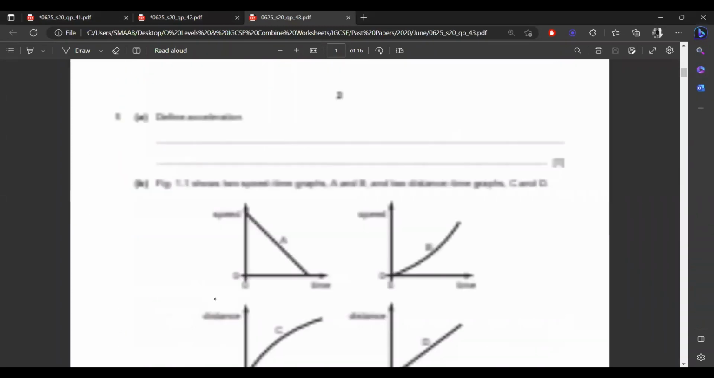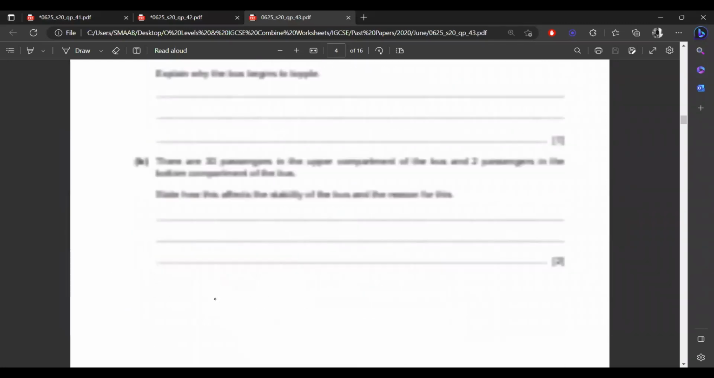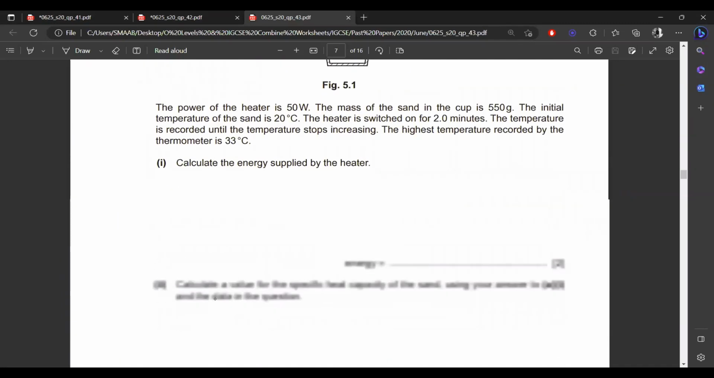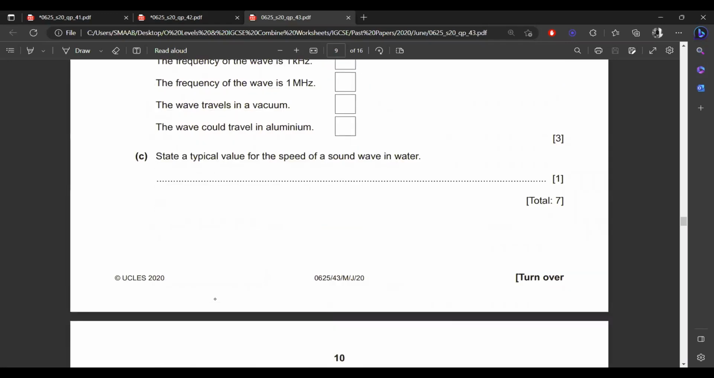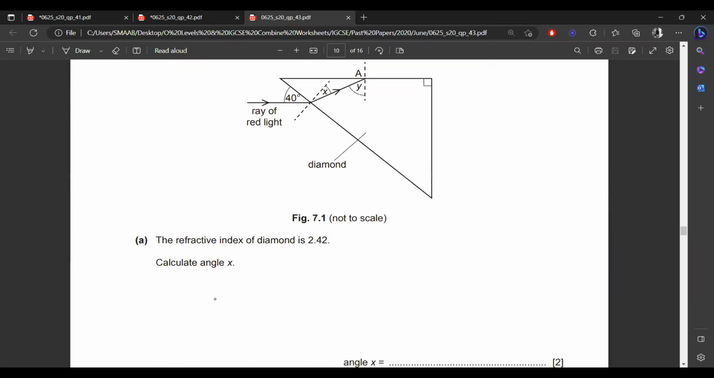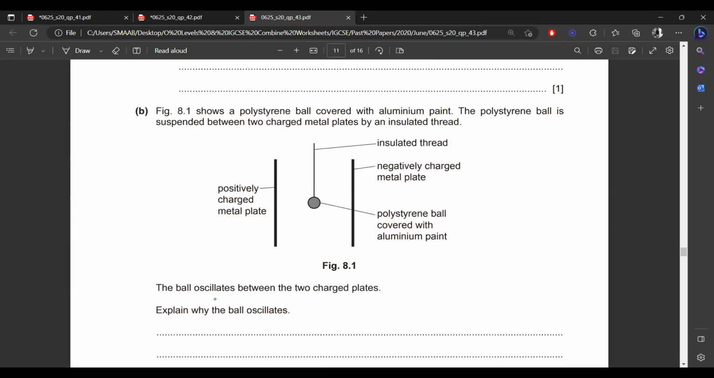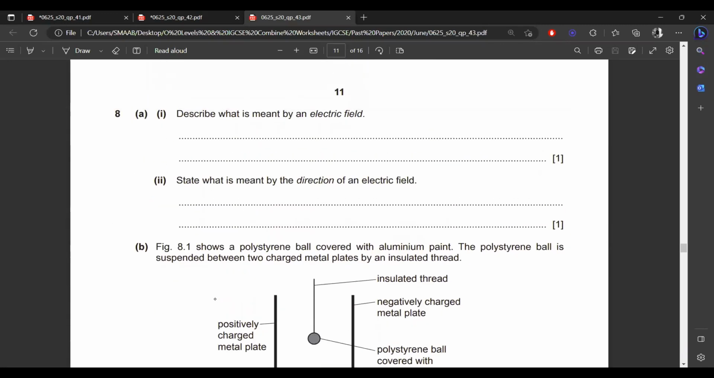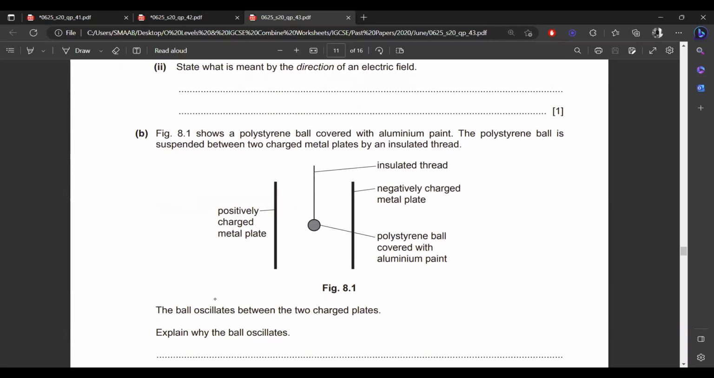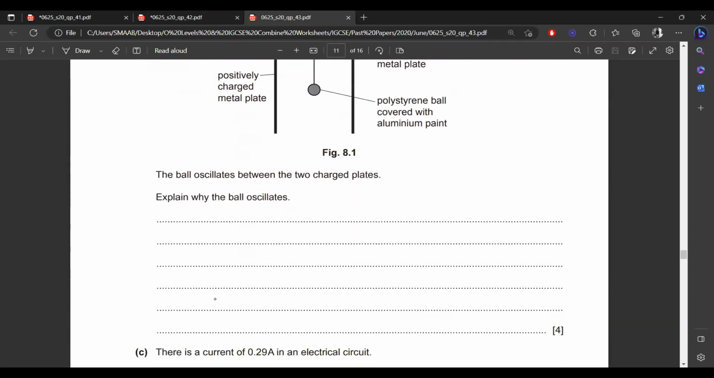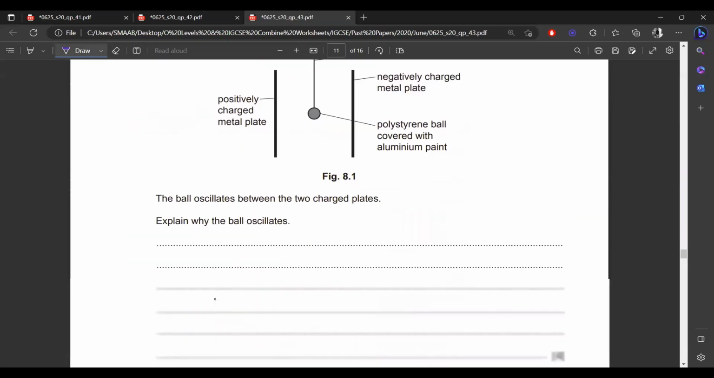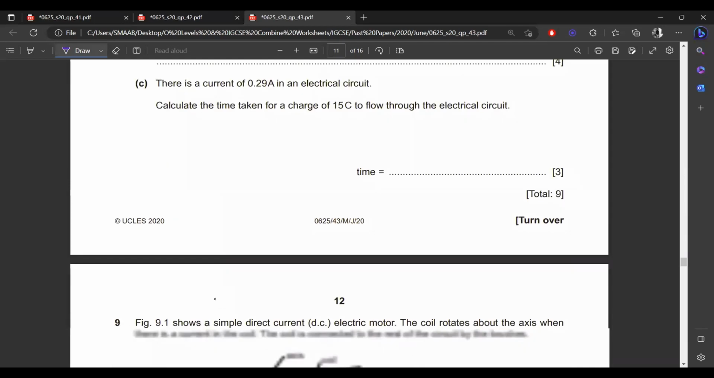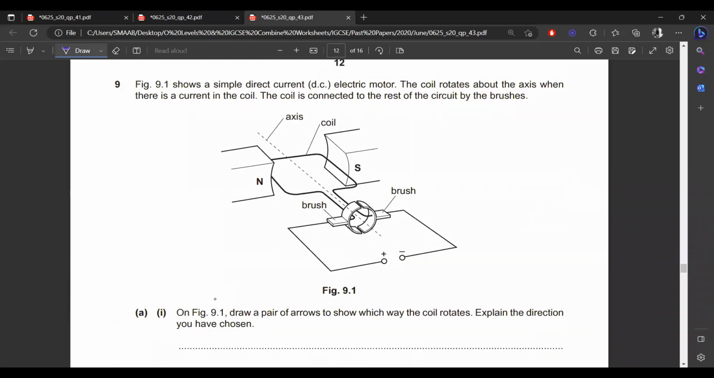Okay, let's try the third variant of this. Question number 7. Now question number 7 is related to light. Question number 8 is related to electric field, and that is no more included in our concept because that is related to induction. Yes, question number 9.